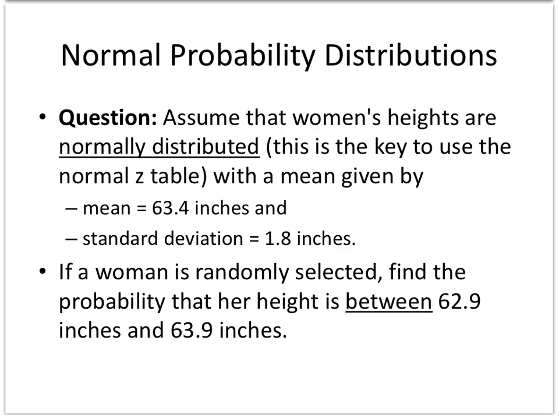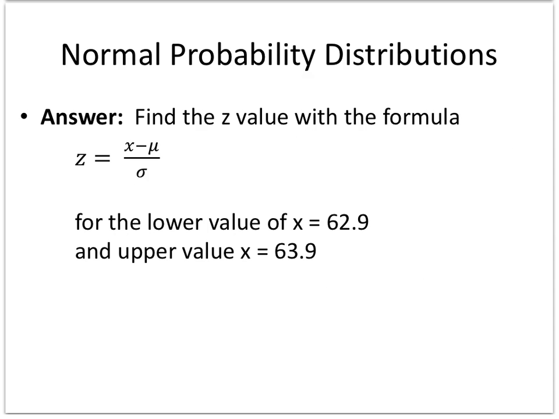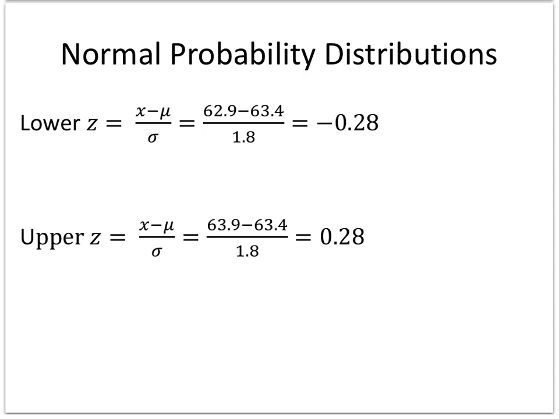So the probability is found by looking up values in the z-table. But what we have to do is find these z-values. Remember, the z-table is with a standardized mean of 0. Well, we have two different values here, so we have to standardize the lower value and the upper. We do this by plugging into our formula our x value minus the given mean divided by the standard deviation. This gives us a negative 0.28.